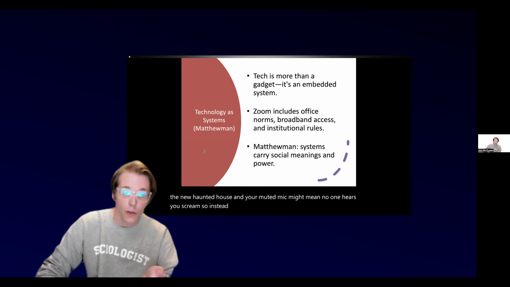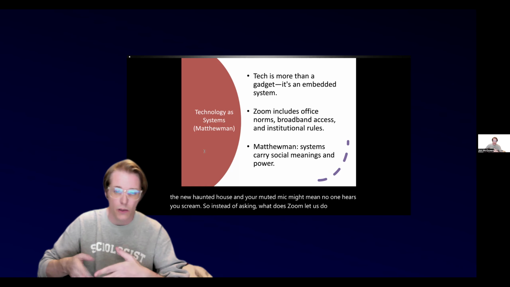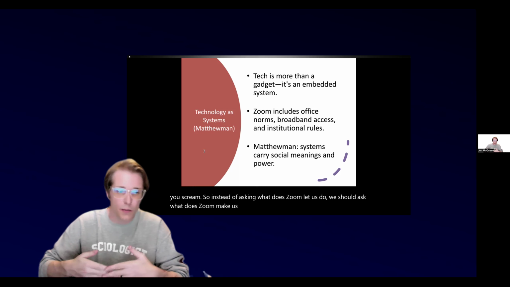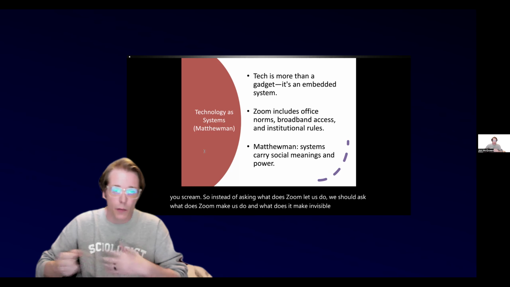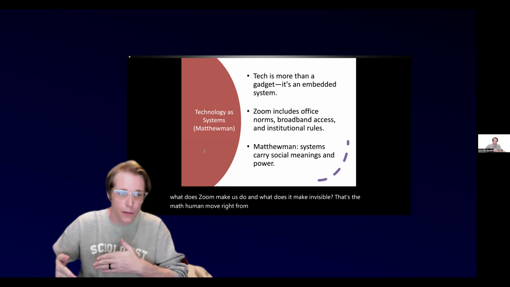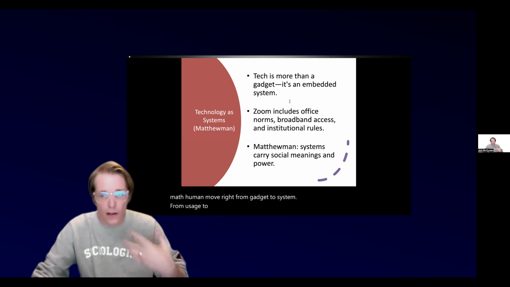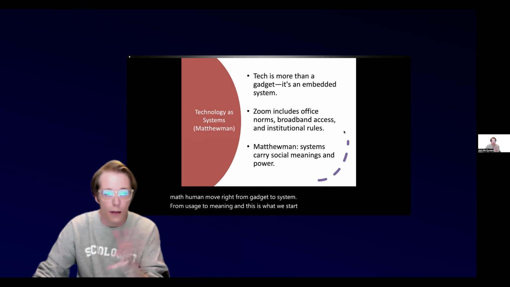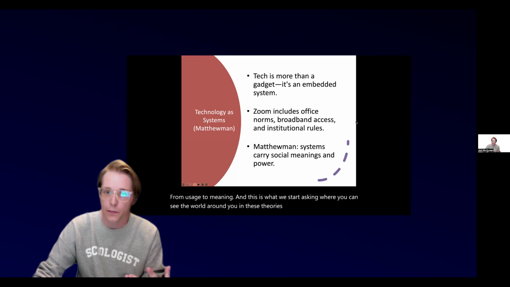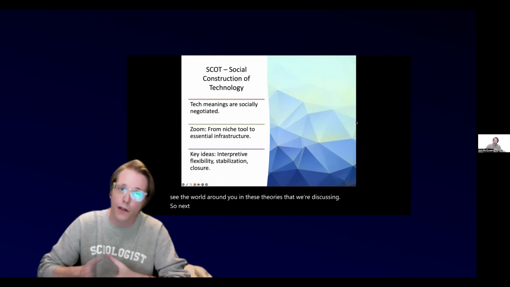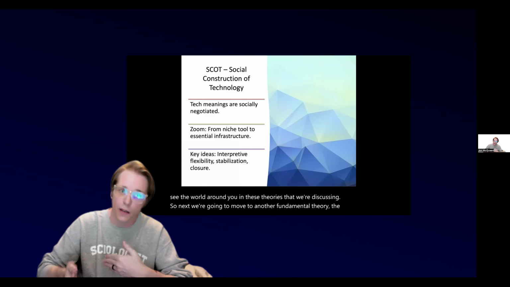So instead of asking, what does Zoom let us do? We should ask, what does Zoom make us do? And what does it make invisible? That's the Matthewman move, right? From gadget to system, from usage to meaning. And this is what we start asking as we see the world around us through these theories that we're discussing. So next, we're going to move to another fundamental theory, the social construction of technology.